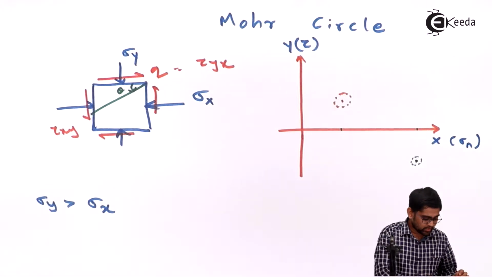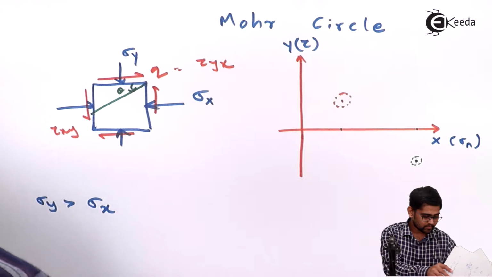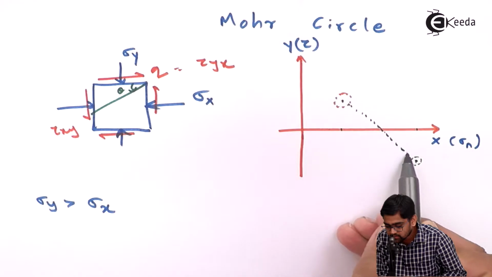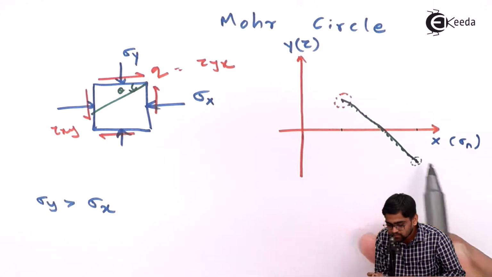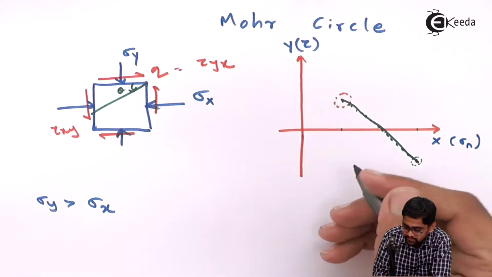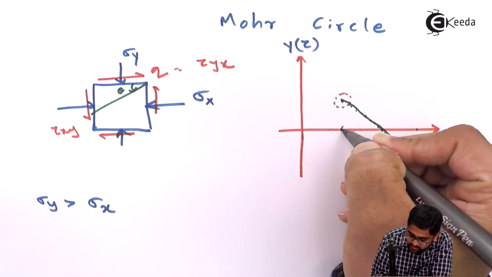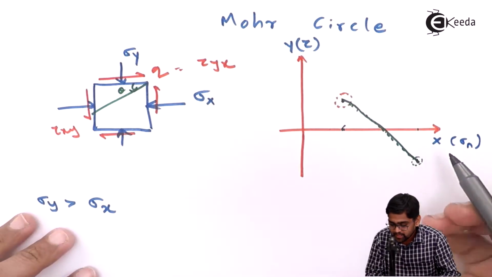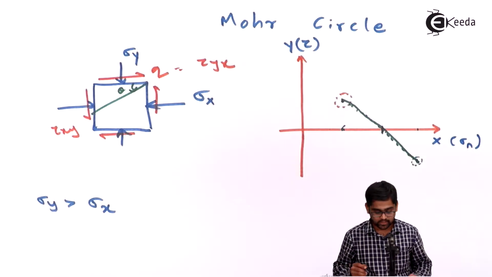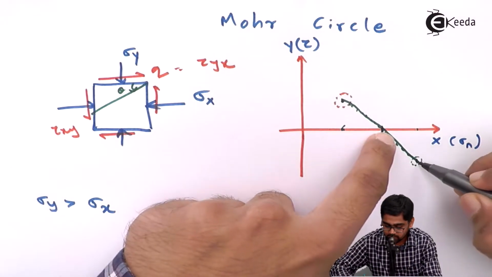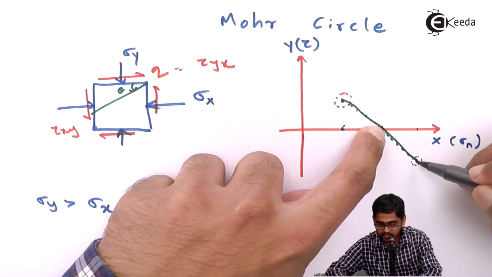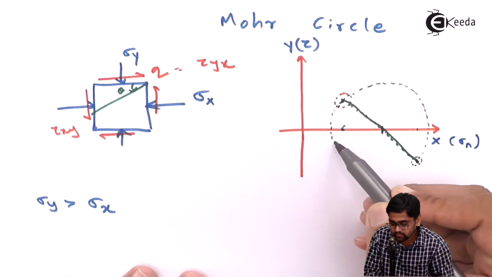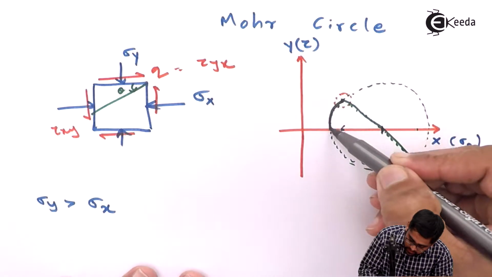And if you join these 2 points, we'll get one line like this. If you look at it very carefully, this distance is nothing but your q or tau yx, and this distance is also equal to q, and this is the center of the circle you will get. By taking this as the center and radius equal to this, you plot the circle like this. So this is called the Mohr circle.